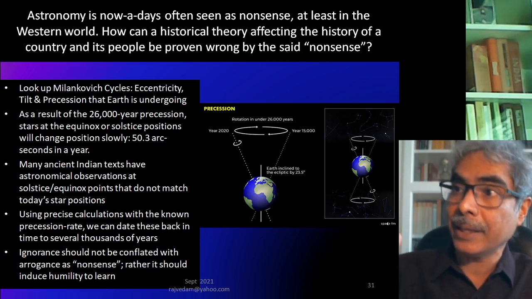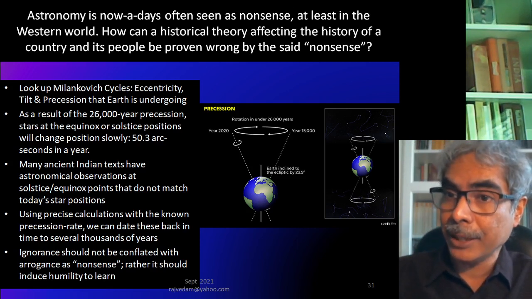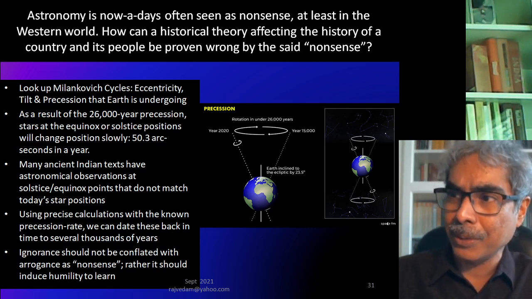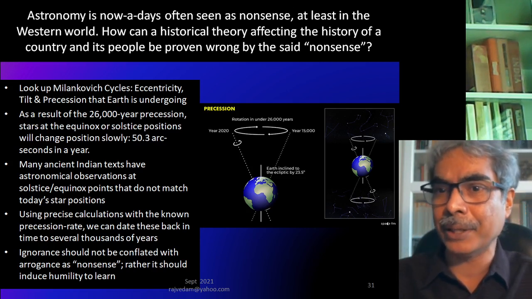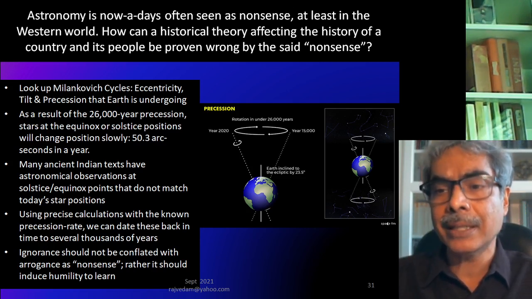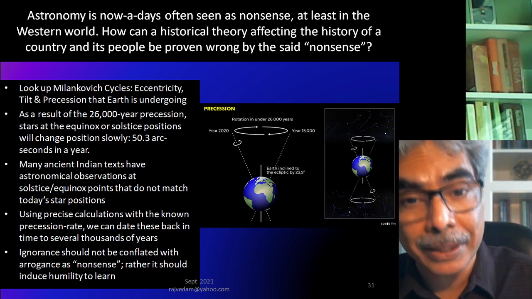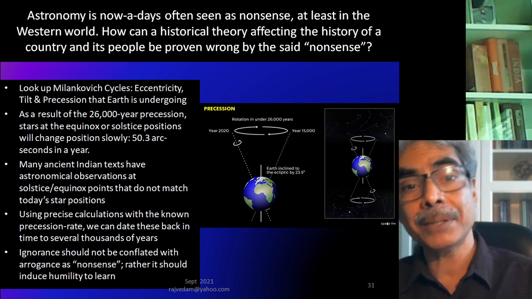The second is a tilt cycle. Today we are about 22.1 or so. It goes from 22.1 to 24.5 or so and back. So this tilt cycle happens in about 41,000 years. And the third is a precession cycle.